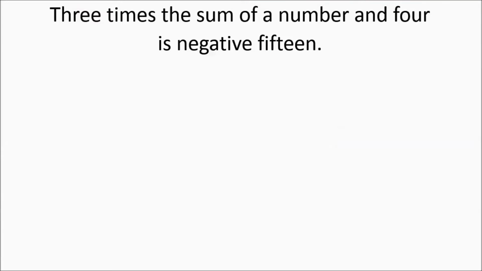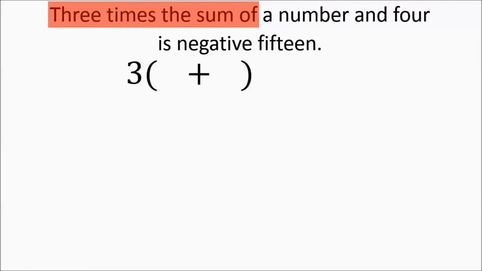"3 times the sum of a number and 4 is negative 15." This is the last one we're going to do. This one you might see as a 7th grader. We're going to give you a little bit of exposure to it. First, I see this "3 times the sum of." That means 3 times the result of some adding. So that means you're going to need some parentheses. 3 times the result of adding means you need to add first. So it's going to be 3 times whatever in the parentheses works out to.